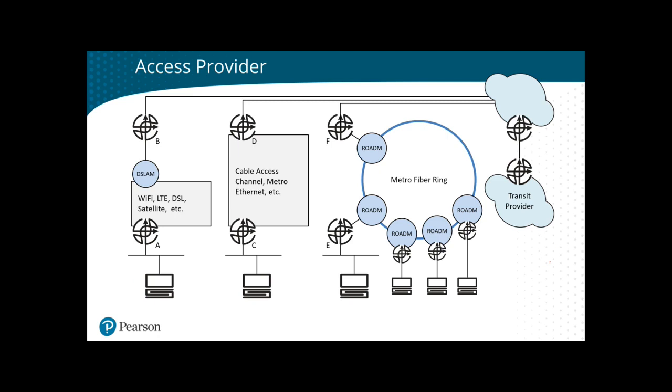So one of the kinds of providers we want to talk about is an access provider. We talked about 4 different kinds of providers. The first is an access provider. This is a combination of different access provider designs that you might run into. Access providers use different edge technologies like DSLAM, which would often be older style Wi-Fi, LTE, DSL, satellite, etc. These would use DSLAMs. It's a kind of modem system that you would use. DSLAMs are becoming less common in the modern world.